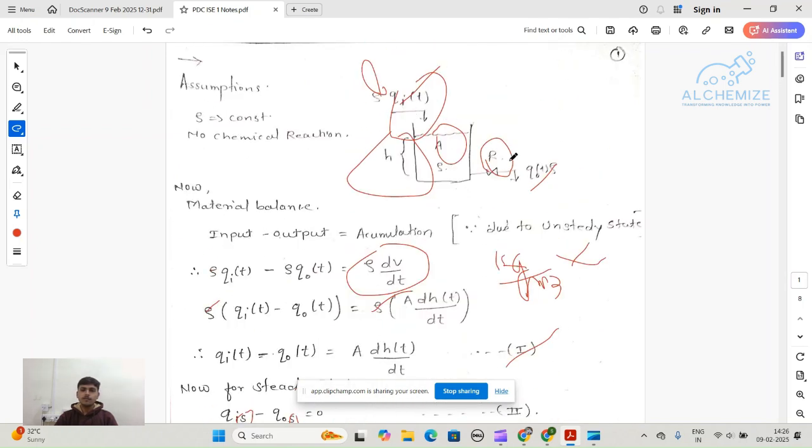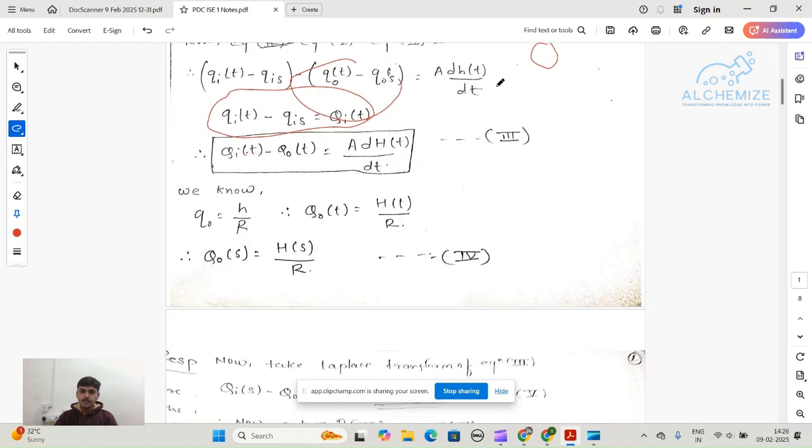So if the input rate is equal to output rate, then there is no change in height. That's why here I am writing h of t minus h at steady state. So h at a steady state is 0. So that's why I am writing here capital H of t.